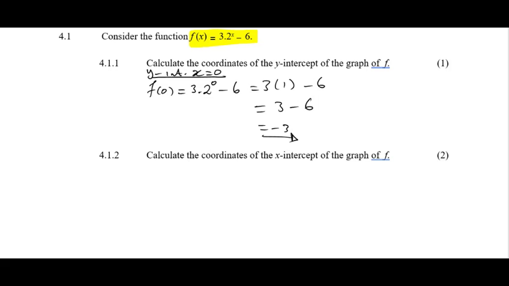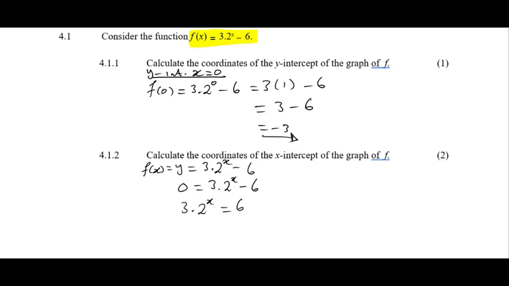Then the next question asks us to find the x-intercept of the graph of f of x. Which means here I put y equal to 0. If it says f at x, they mean y. So y equals 3 times 2 to the power x minus 6, and I put y as 0. So 0 equals 3 times 2 to the power x minus 6. Then I transpose negative 6 to the right-hand side, I will have positive 6. So 3 times 2 to the power x is equal to 6.